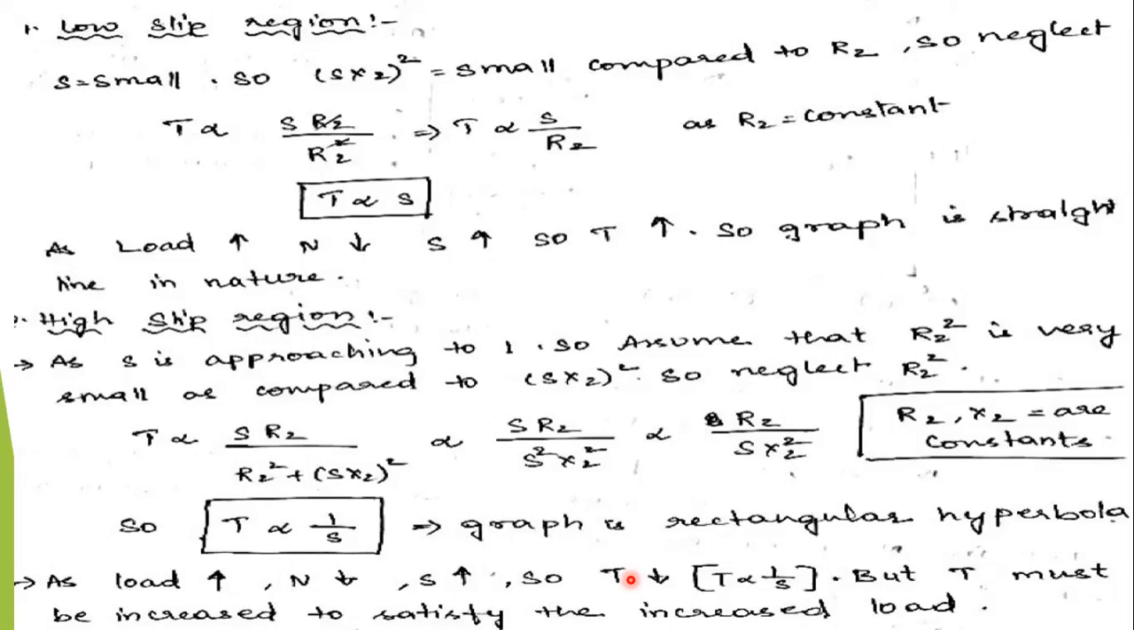So what happens, if there is extra load, torque decreases. Torque decreases means what? Speed decreases. N decreases here. So N further decreases. As torque further decreases, N will be further decreasing. If N further decreases, slip will be increasing. And if slip increases, torque further decreases and it stops the motor.